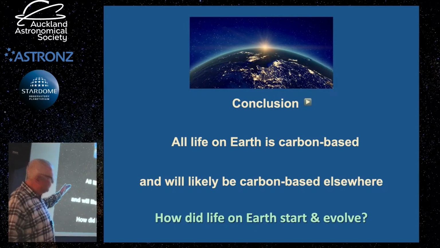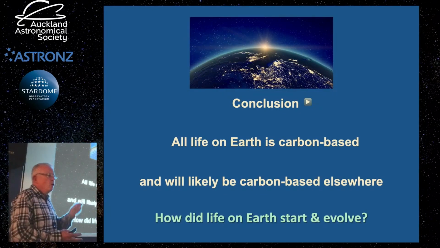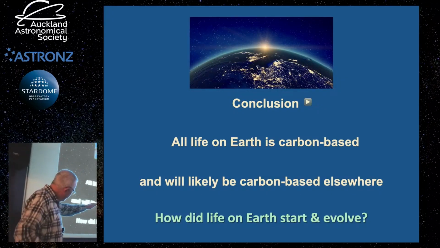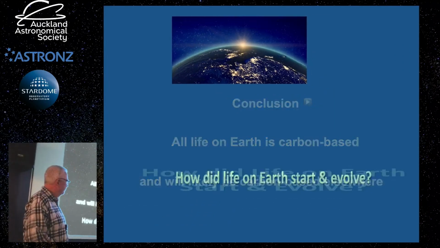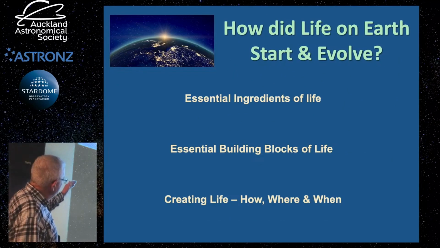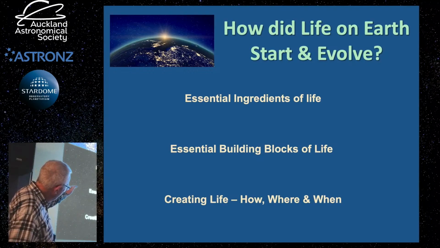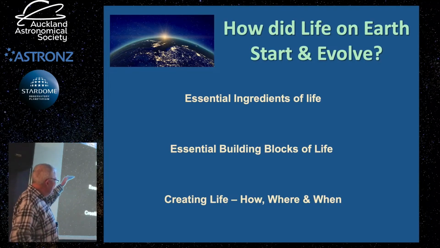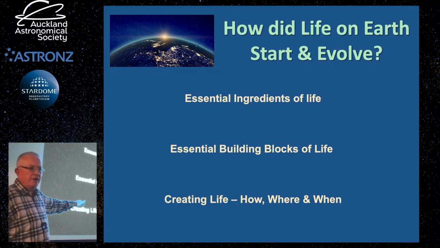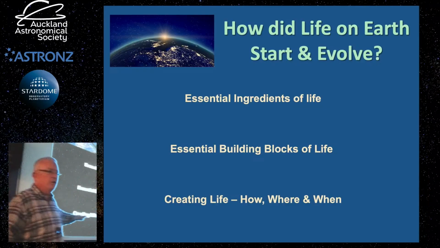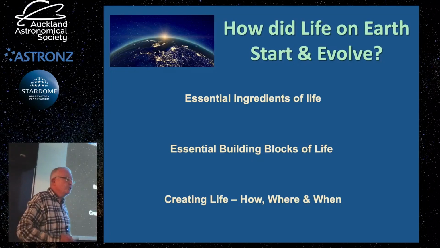So that next raises our question. Okay, so now we've got a gist of life. We've got two basic considerations. We've got the ideas of what life's about. We know it's likely to be carbon-based. So let's continue our journey on Earth. How did life on Earth start? Then how did it get going and evolve? And we're going to look into these three things to try and address these questions. We're going to look into essential ingredients of life, the essential building blocks of life, and then we're going to talk about creating life, how it got underway on Earth, where it likely got underway on Earth, and when it got underway on Earth. And this is all relevant to where we're heading, looking for Earth 2.0.